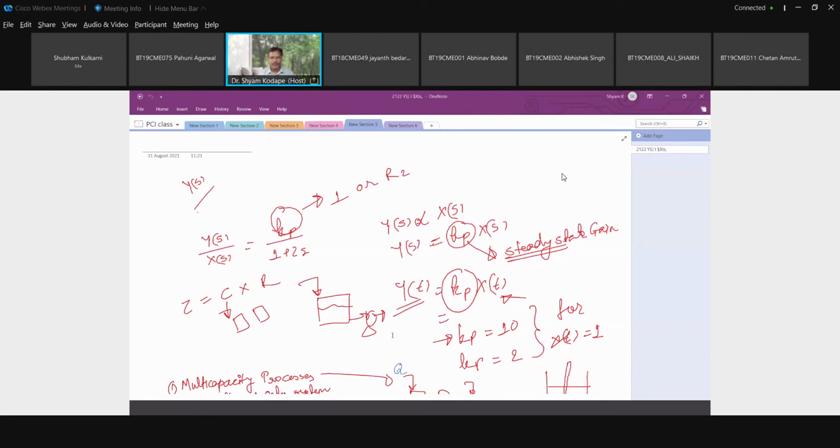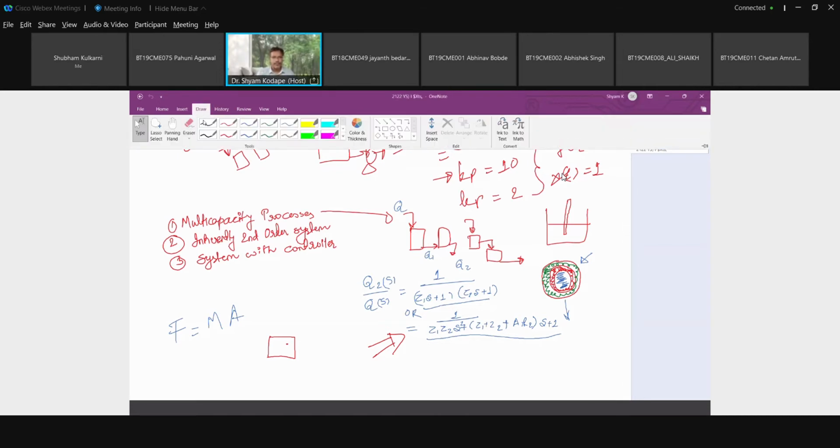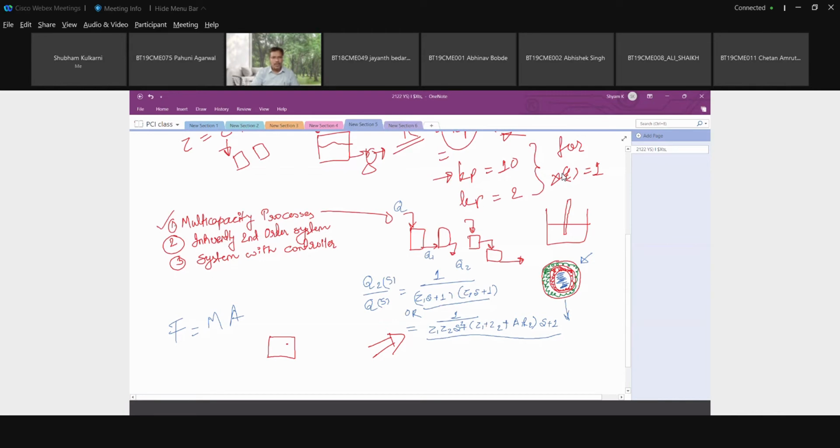So is this visible? Yesterday we observed that there are three situations in which you will come across higher order systems. One is multi-capacity. Second is an inherently second order system, and third is a system with a control system. Multi-capacity may be interacting or non-interacting. Inherently second order system means it is like F equals m a, where a is a second order derivative.